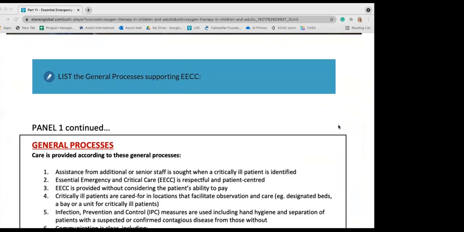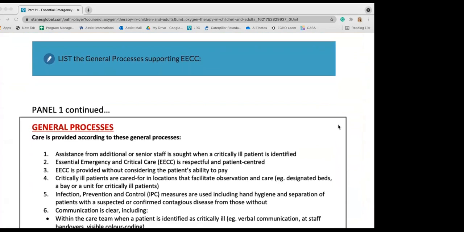Processes. So we need readiness at the individual level, at the hospital level, but we need the processes in place as well. So you may think about having more senior staff, for example. You may think, how will you treat people who can't afford, for example? So how will you be able to provide isolation, for example, infection control, communication among teams? Let's go down.